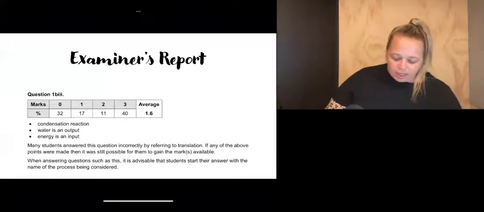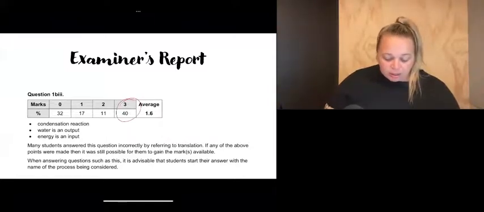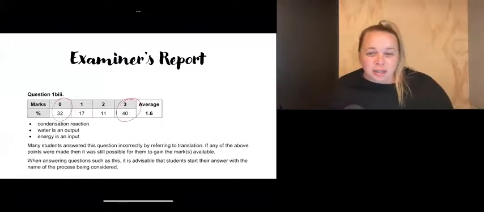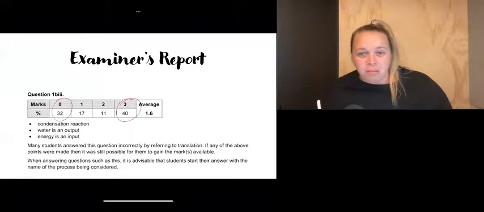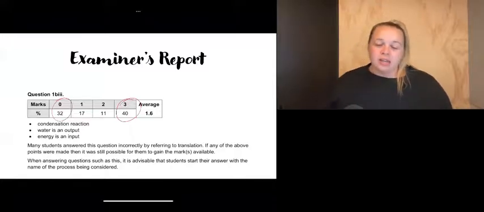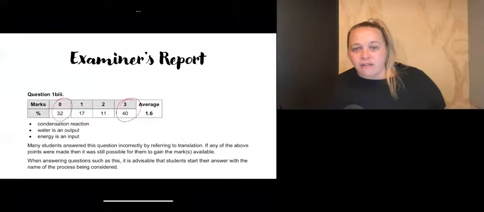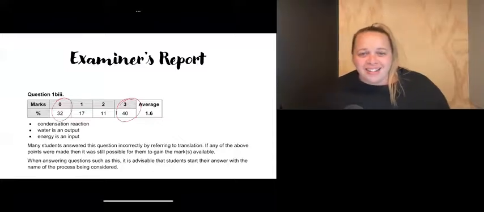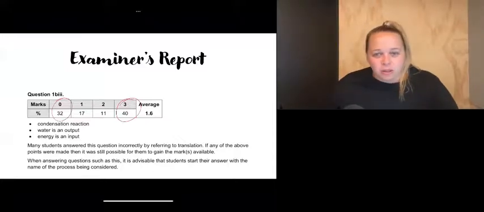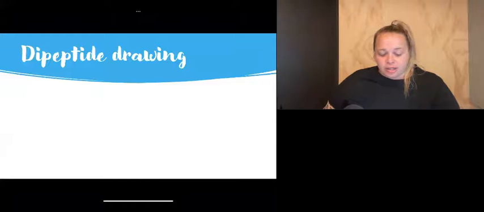Now, it was a fairly interestingly marked question. You can see here that a lot of people, 40% got 3, but 32% got 0. They looked at that question and they went, no idea. So take solace in the fact that you know what you're talking about, and you can do it when you answer these questions. What we're going to do is I'm going to draw you a simpler dipeptide than what we had.